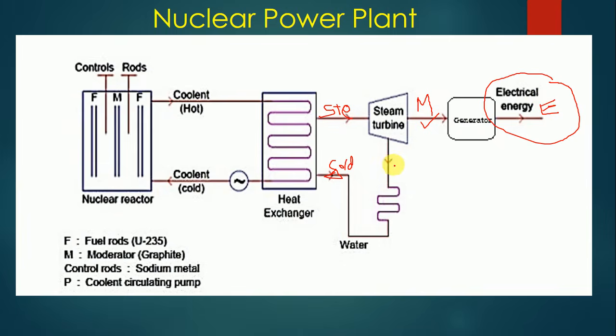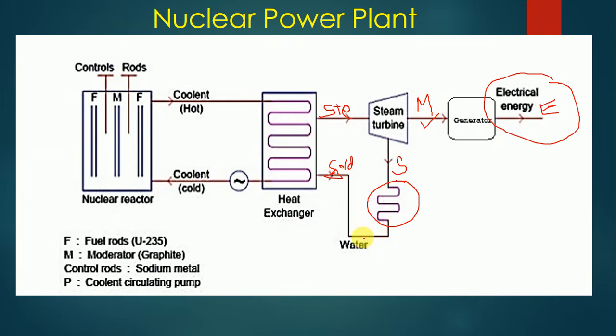Then the steam which is coming out here, that is low pressure steam, will enter into the condenser. This particular device is called the condenser. In the condenser the steam will get converted into water. In the condenser the condensation process occurs, meaning conversion of the gaseous form into the liquid form.